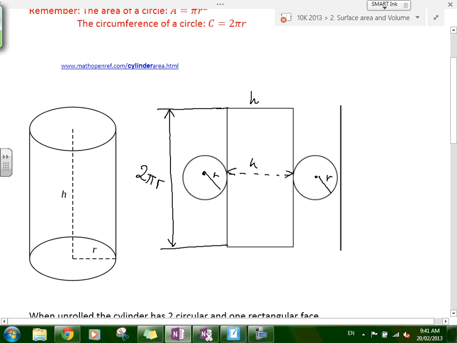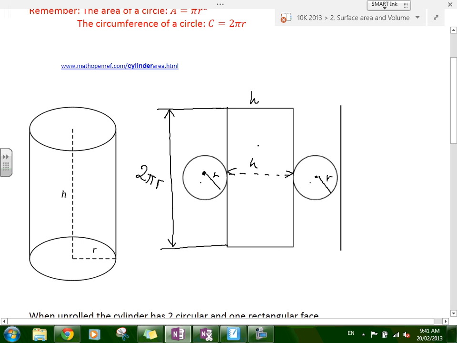And so now we know that this is radius, the dimension between the circles is h, which is the height, and the length of this rectangle is the same as the circumference, which is 2 pi r. So now we know how to find the surface area of the cylinder. We can put all these things together. We can work out the area of this circle, the area of this circle, and the area of this rectangle. Then we just add them together.